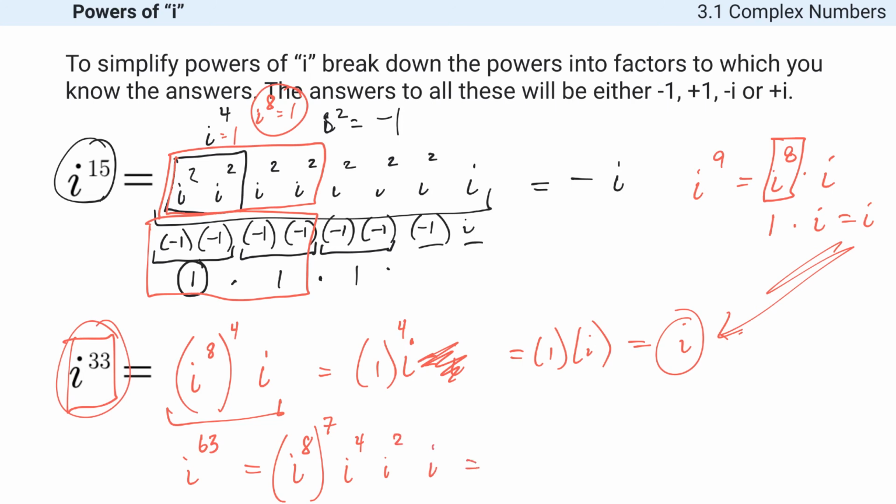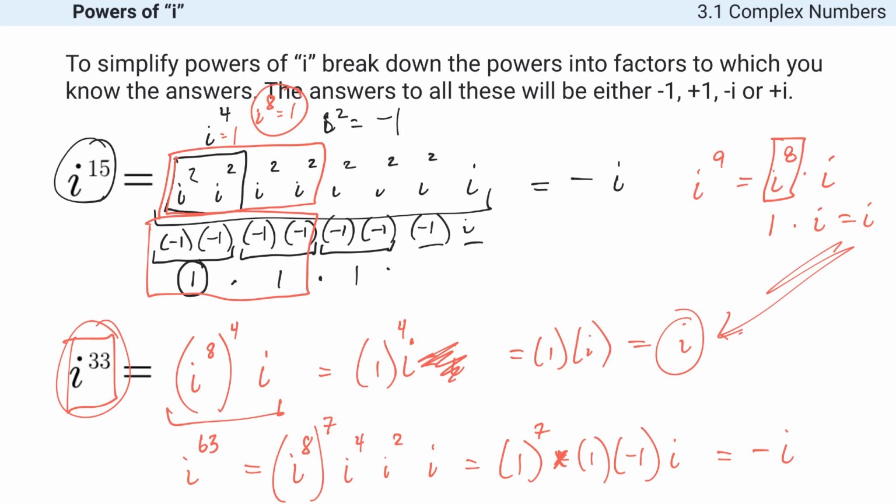Okay, so I to the 8th is 1, and 1 to the 7th is going to be 1. I to the 4th is also 1. I squared is a negative 1. And then I have an I. So there should be a times here, sorry. So 1 to the 7th is 1 times 1. So this one is just going to wind up in the end to be a negative I.